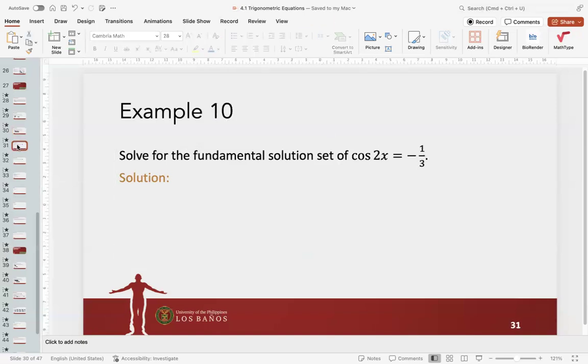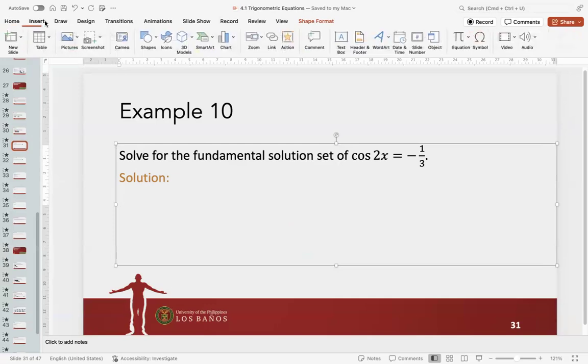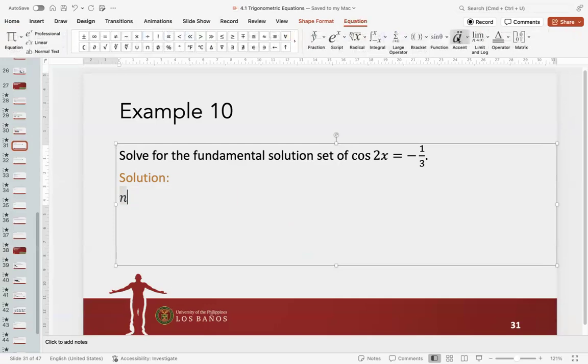So let's have one final example. So we have here cosine 2x equals negative 1/3. So again, let's just simplify the solution. N is equal to 2. So we need solutions in 0 to, since we just need 2 cycles, so 4 pi.